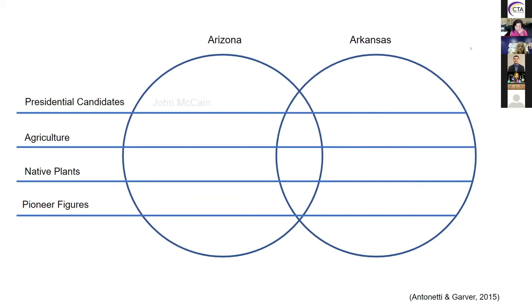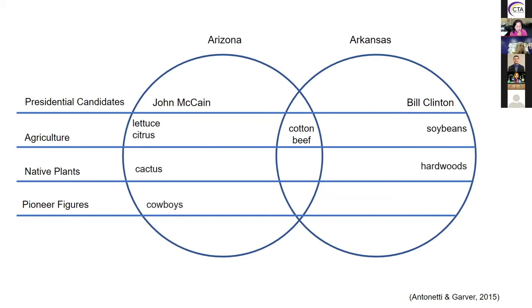So next, please. John McCain, Bill Clinton. This one you've named agriculture. Same thing: lettuce, citrus, soybeans, cotton. Native plants: cactus, hardwood. Cowboys, and Spanish and French traders. So this is an example of how you take a Venn diagram, and even within that Venn diagram you can make a conceptual map and flip it around.